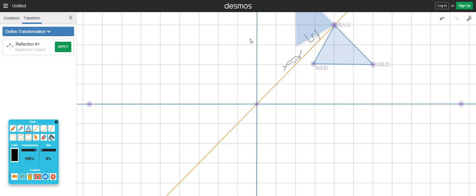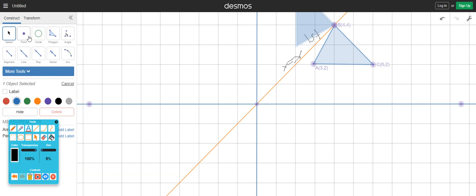Okay, before I move on, I am going to construct this point. So A prime, my first reflection, is 3, 2. So, excuse me, 2, 3. I can do this. So we went 2, 3.